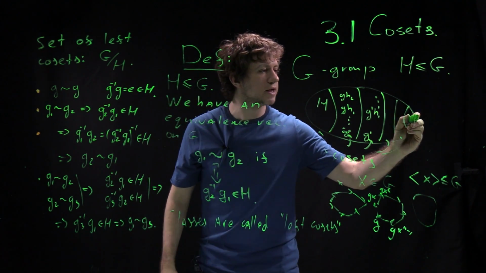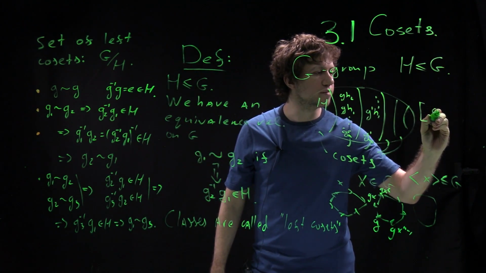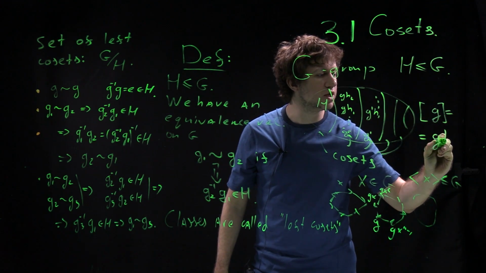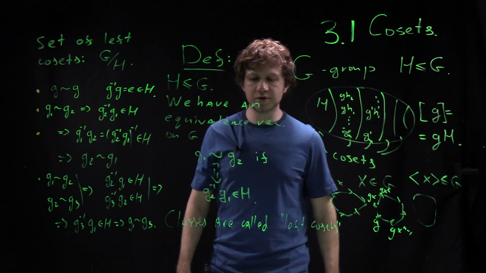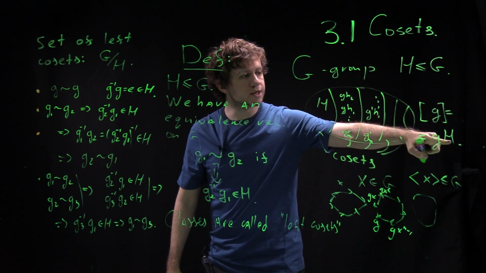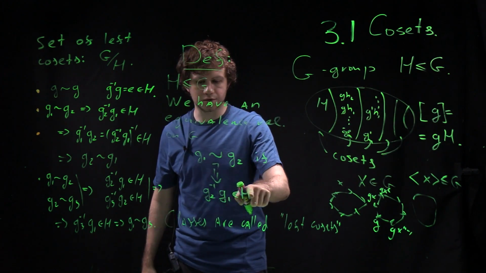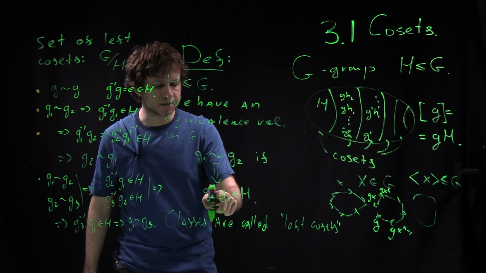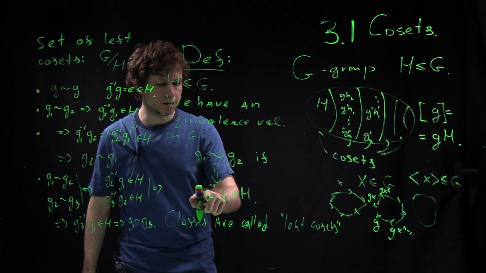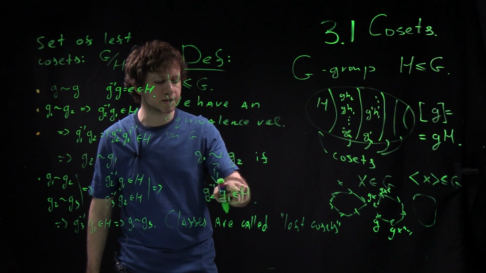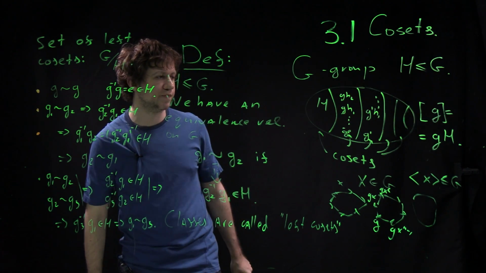So the name: if I take the class where my element G lies, the convenient notation is to denote it by GH. And the reason is very simple, because it is just all elements of G times H. This is easy to check: if I take elements G1 equivalent to G2, I need to find elements so that if I multiply by G2 inverse on the left, I will get that G1 is in G2 times H.